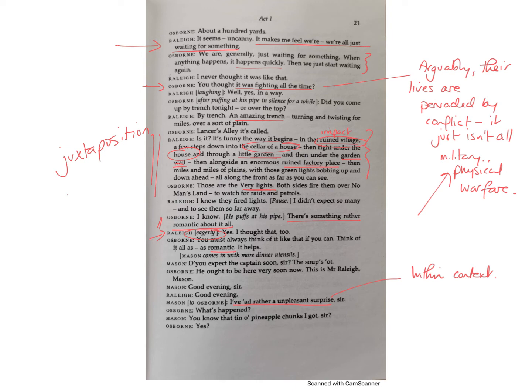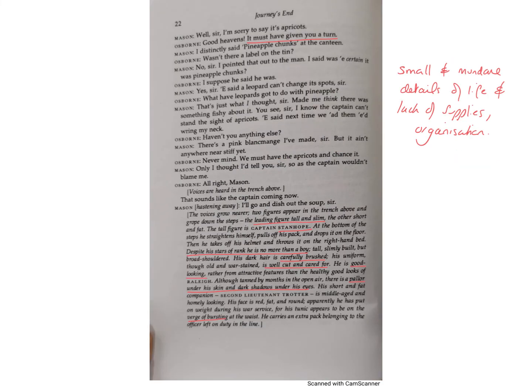We then get Mason coming back in, and his "I've had a rather unpleasant surprise, sir." And put within context there, because obviously, within the war, there are things that are genuinely horrific. So Mason's rather unpleasant surprise has to be placed within context. And he says, actually, what he thought was pineapple is actually apricots, right? And Osborne plays along with this. You know, it must have given you a turn. That must have been a horrible surprise for you.